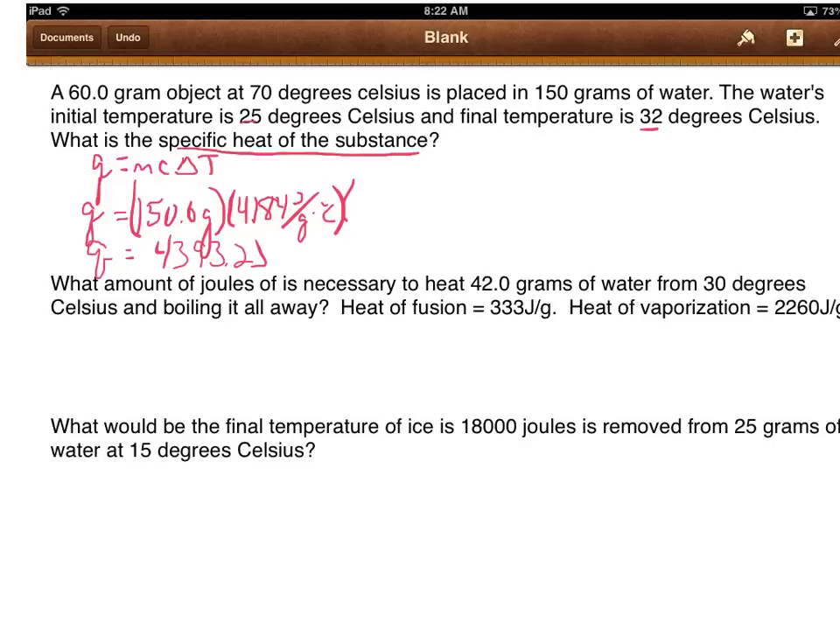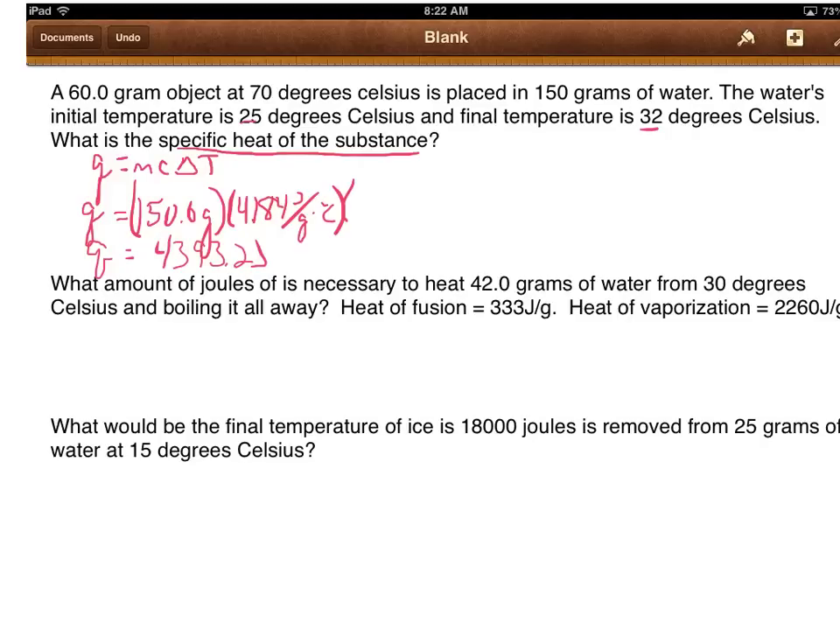So the substance final temperature is 32, initial temperature is 70, so we end up with a delta T value of negative 38. Now, because we made the joules value negative here, and we made the delta T value negative there, the negatives are eventually going to cancel each other out. And so now we can rewrite this expression and solve for C. And if we solve for C, we are going to get a value of 1.92 joules per gram degree Celsius. And that's our specific heat for this substance.